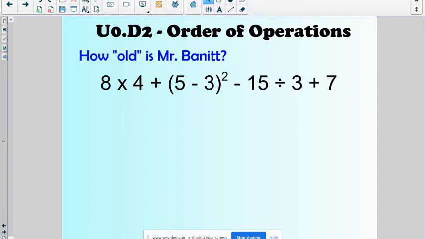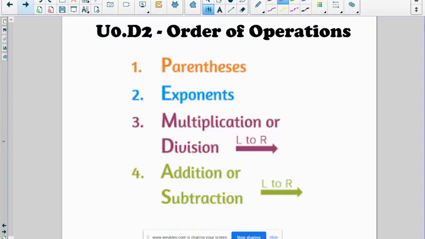All right, hopefully you actually took the time to pause that video. Try it for yourself and let's see how you did. How old am I? Well, the order of operations, as a quick review, is parentheses first, then exponents, then we multiply and divide from left to right, and then we add and subtract from left to right.